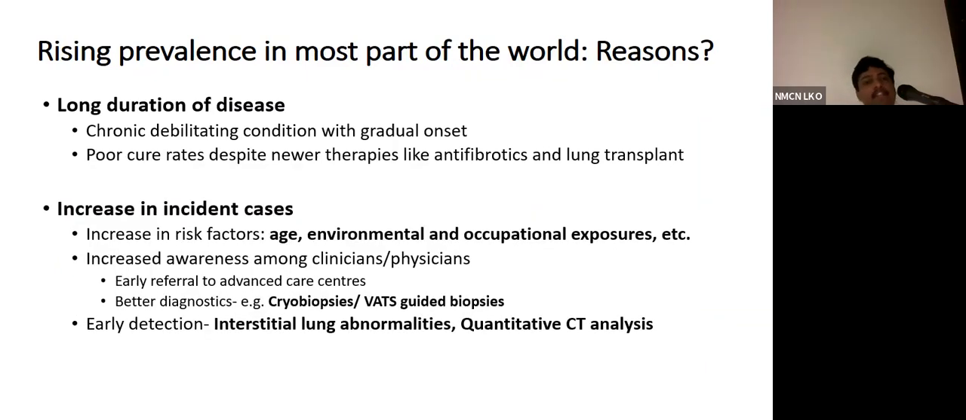There is an increase in incident cases, that is, an increase in risk factors like age, environmental and occupational exposures, and increased awareness among clinicians and physicians because there is early referral to advanced care centers. Better diagnostic approaches are there like lung cryobiopsies and EBUS-guided lung biopsies, and early detection is going on, especially at the level of interstitial lung anomalies, and we are having quantitative CT analysis also.